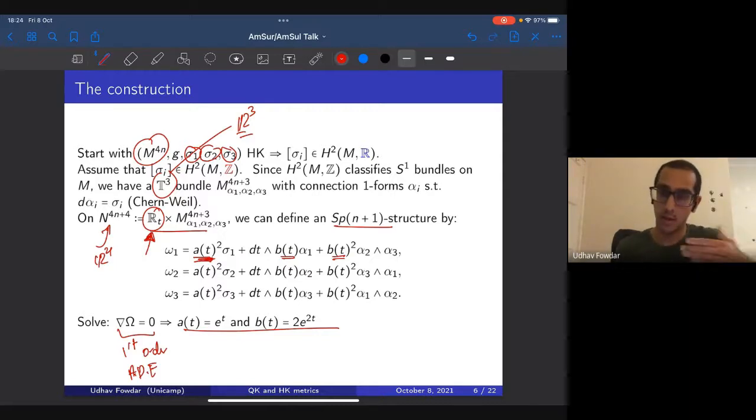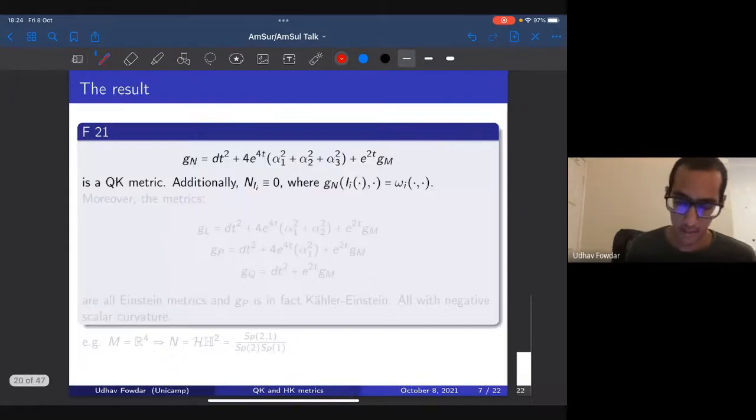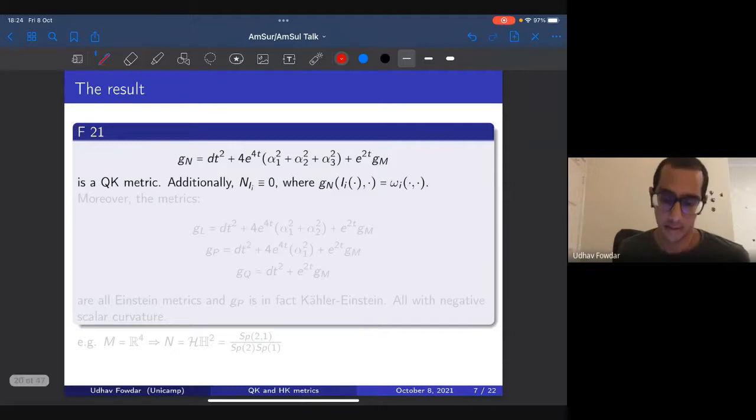So I basically copied the same sort of strategy that Swann did, but now starting with a hyperKähler manifold. So here's the theorem. The metric given by the following expression here is a Quaternion-Kähler metric. Here's your function b(t) squared, and here's your function a(t) squared. This is a complete Quaternion-Kähler metric. It's complete because you can see there's no singularity, so it's well-defined for any value of t.